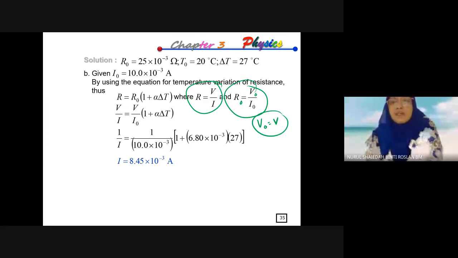Okay, so R sama dengan, dia guna formula R equals to R0 1 plus alpha delta T. V sama dengan IR, so R sama dengan V over I. R0 sama dengan V0 over I0, 1 plus alpha delta T. Apa yang boleh potong? V. Kenapa V dengan V0 boleh potong? Sebab dia sama. So awak tinggal 1 over I, 1 over I0. So I0 kita dah ada tadi. 1 plus alpha is given, delta T 27, so you akan dapat I baru.